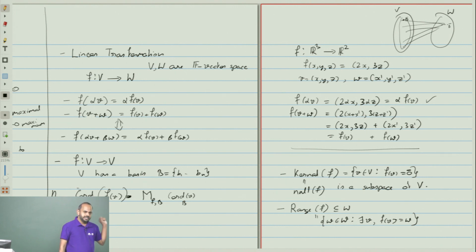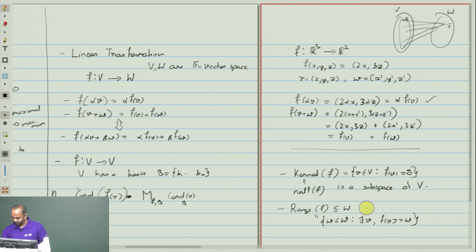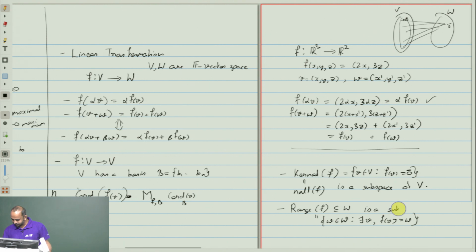The interesting thing is the range of F is also a subspace of W. I will leave it for you to prove at home. Why is the range of F a subspace of W? We proved that the kernel of F is a subspace of V, and actually the range of F is a subspace of W. You need to prove it. How do you prove it? You take two elements in the range of f, take the linear combination and show that it is also in the range of f.